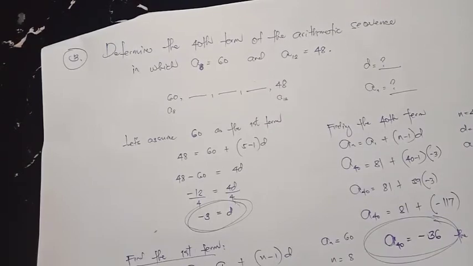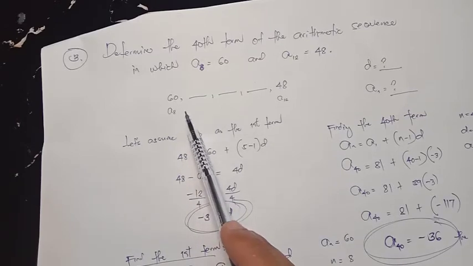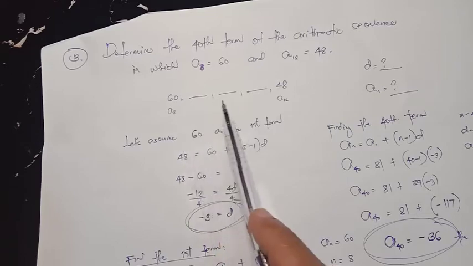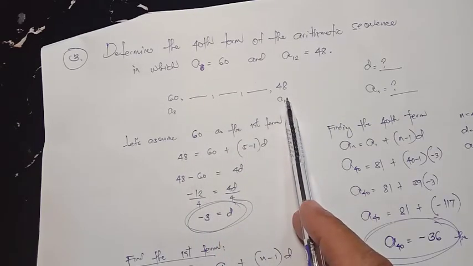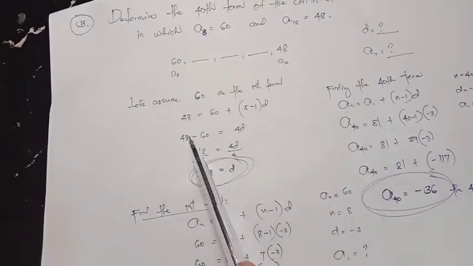Example number 3. Determine the 40th term of the arithmetic sequence in which a sub 8 is equal to 60 and a sub 12 is equals to 48. So, kailangan hanapin yung 40th term, yung ika-40. So, let us assume muna na yung 60, which is the 8th term, is the first term. So, therefore, yung 12th term ngayon is the 5th term. So, para makuha natin yung common difference.